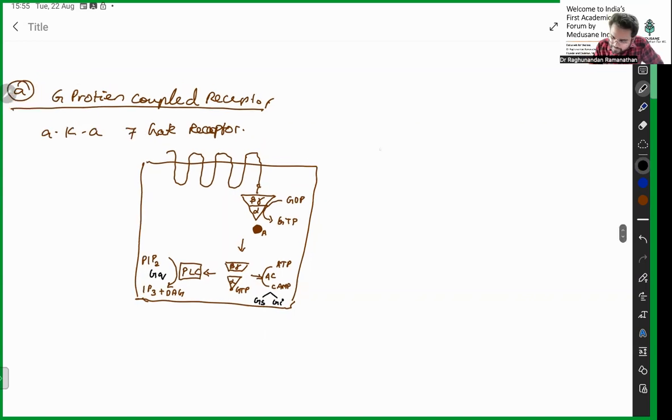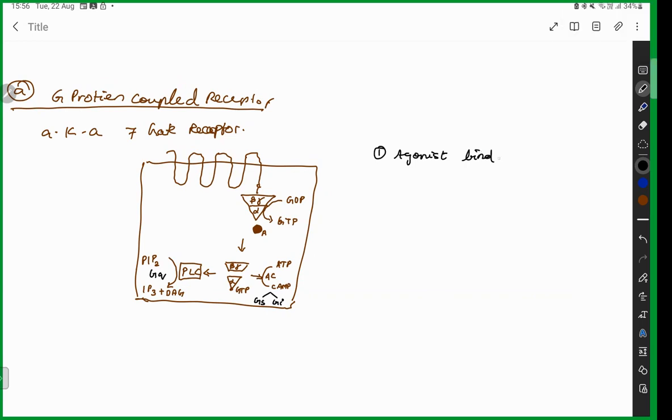ஓகே, ஃபர்ஸ்ட் ஸ்டெப் என்ன பண்ணும்? அகோனிஸ்ட் is going to bind extracellularly. That's the first step. Second step, someone put in the chat box. GDP gets converted into GTP. Very good. Third one, your alpha GTP is going to get dissociated. Dissociation.